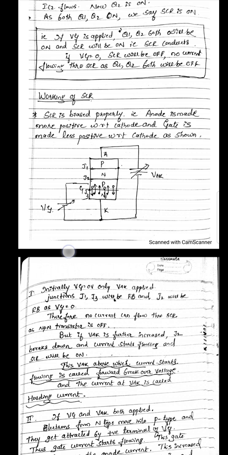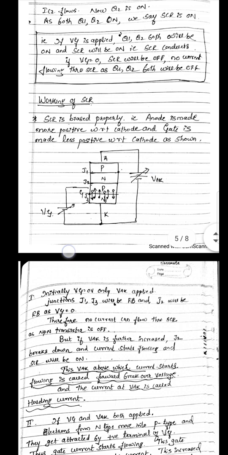So this gate current adds to the anode current, isn't it? This gate current is going to get added to the anode current, so the anode current is going to increase. And as the anode current increases, more electrons are available at the J2 junction, which is going to break this J2 junction very soon. That is, now the J2 junction is broken. It breaks down. When the J2 junction breaks down, electrons start flowing through this part. That is, SCR is on. Now also the SCR has become on with VG.